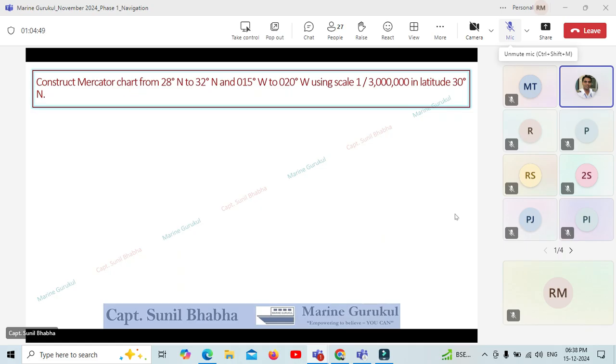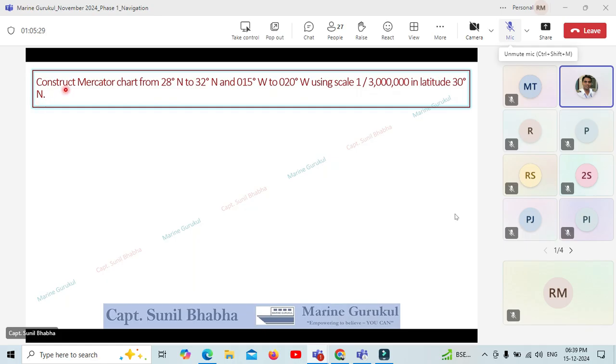Now with the basics of chart projections clear in our mind, we are now ready to go into solving a question. We have the question on the screen now. The question says, construct a Mercator chart from 28 degrees north to 32 degrees north and 015 degrees west to 020 degrees west using a scale of 1:3 million in latitude 30 degrees north.